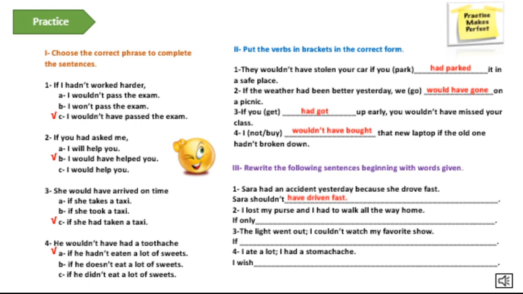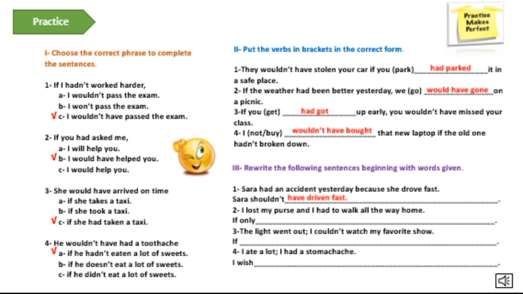Sarah shouldn't have driven fast. And here, as you can notice, we focus only on the cause. Okay? Second situation. I lost my purse and I had to walk all the way home. So I lost my purse, which means I had no money left. So I had no money to get a bus or a taxi or whatever. So I had to walk all the way home. Now I need to express regret about this situation. What shall I say? If only, again, we focus on the cause.